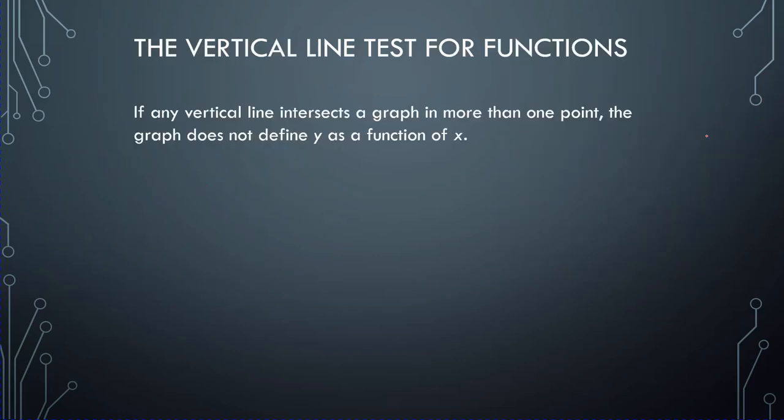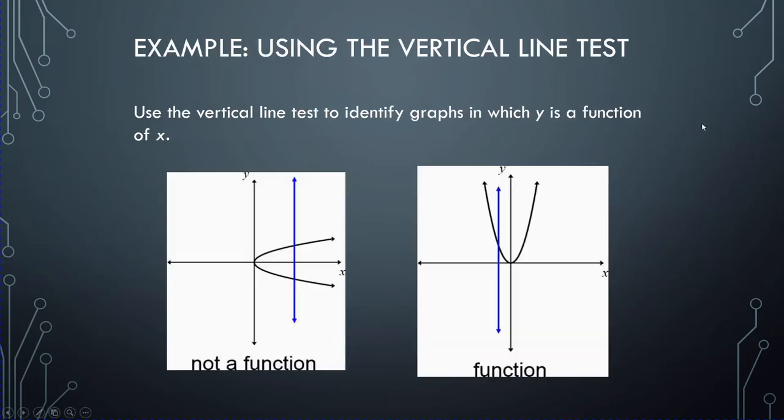Let's move on and talk about, if you're given a graph, how do you know if it's a function? So we have this thing called the vertical line test. If any vertical line intersects a graph in more than one point, the graph does not define y as a function of x. Okay, it's not a function. So if you have these two graphs, you have this one here. If you draw a vertical line through this blue line, notice how it hits the graph twice. This is not a function. Whereas the parabola here, any vertical line you draw through only hits the graph once, so it is a function.